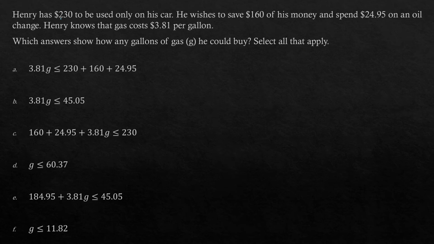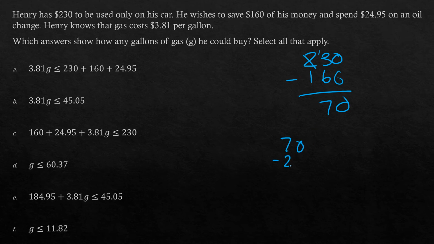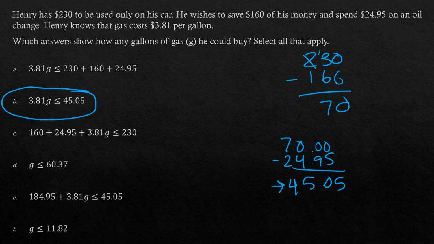Okay. Well, he has $230 and wants to save $160. Right, so if I do 230 minus 160, this gives me $70. And he spent $24.95 on an oil change. So if I take 70 and subtract $24.95, I will get $45.05. So this is how much he has left to spend on gas. So this one works because I have the price per gallon, and he can't spend more than this $45.05.